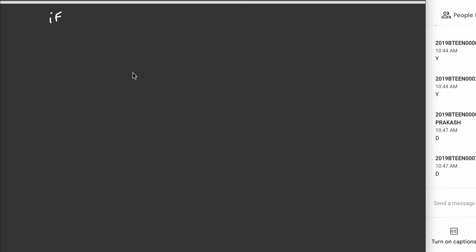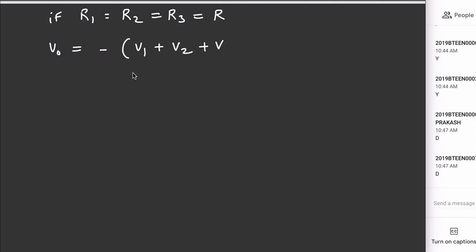If R1 equal to R2 equal to R3 equal to say R, then VO is equal to minus (V1 plus V2 plus V3). Now if you don't want this negative sign, then you have to invert this once more. It means you have an adder circuit. Therefore, this is called an adder circuit. Everybody might have understood this.